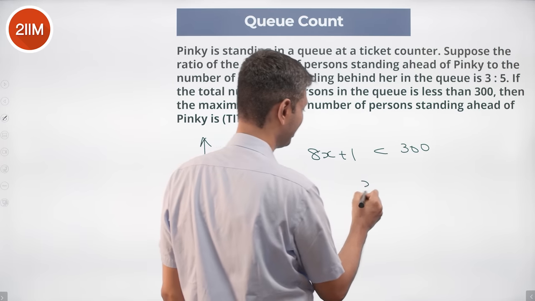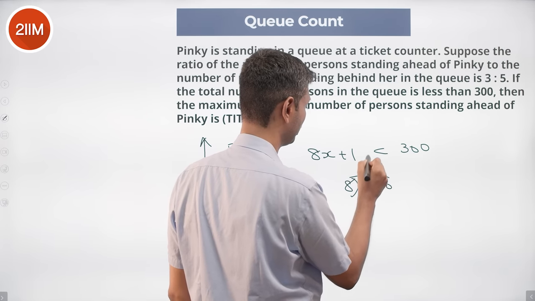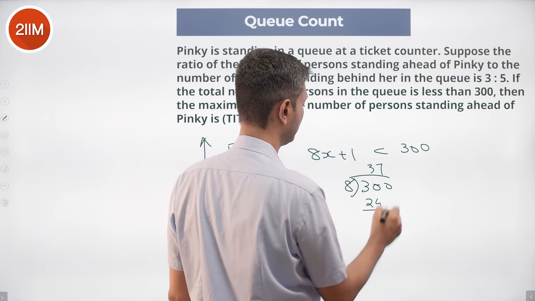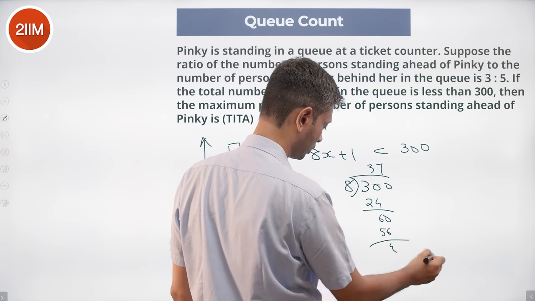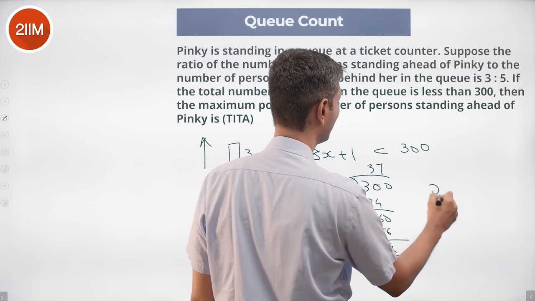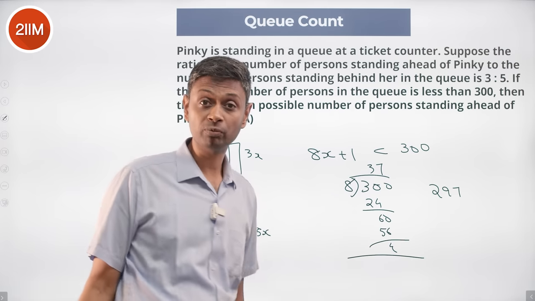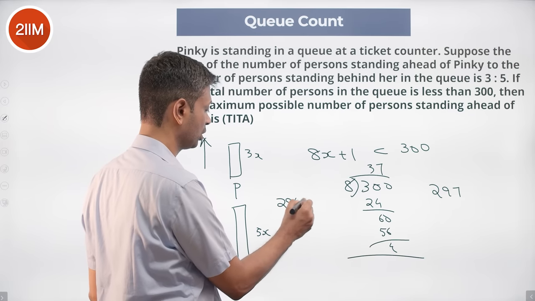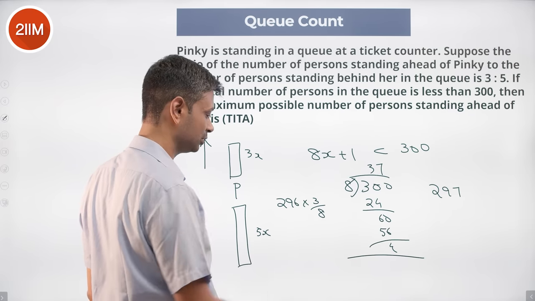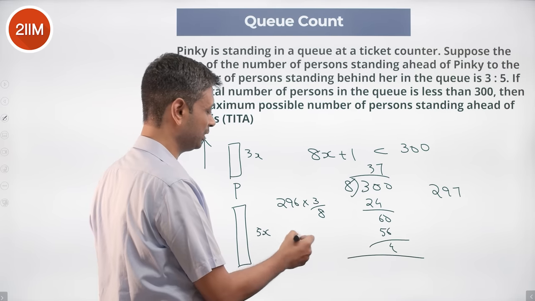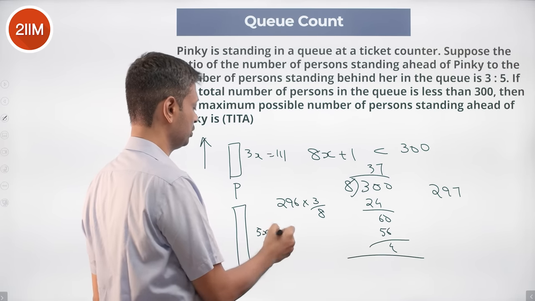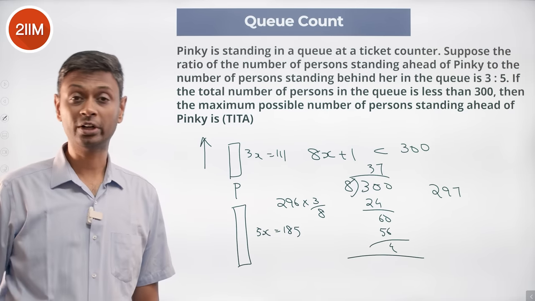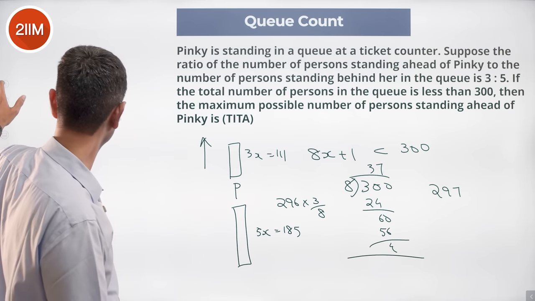Very regular question. 300 divided by 8, goes 3 times 24, 60, 7 times 56. So we could have 297 people. It's the maximum, which is of the form 8x plus 1, in which case 296 into 3 by 8. 296 by 8 is 37, 37 into 3 is 111. The people behind should be 185. Add this up, it gets 296 plus 1, 297. That works. Anything more is not possible.